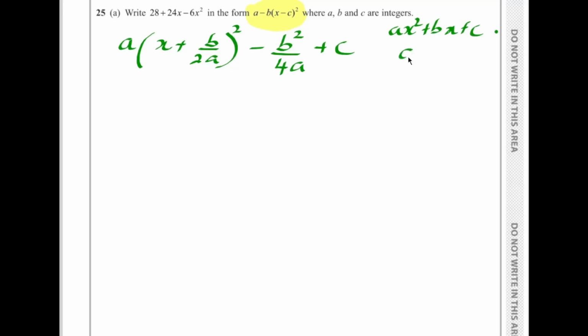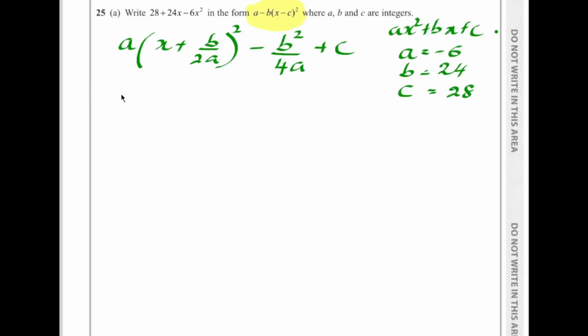In this case, I'm getting A. A is the coefficient in front of x squared, which is minus 6 in this case. B equals 24. C equals 28. Now let's plug these values into this formula.